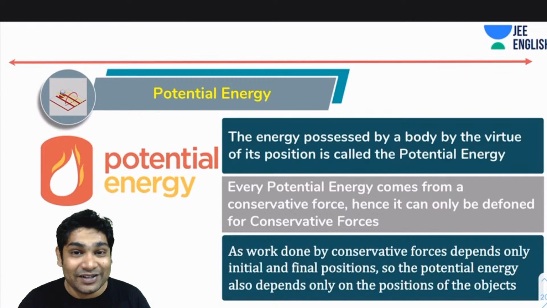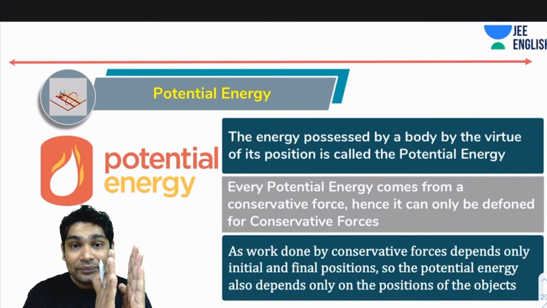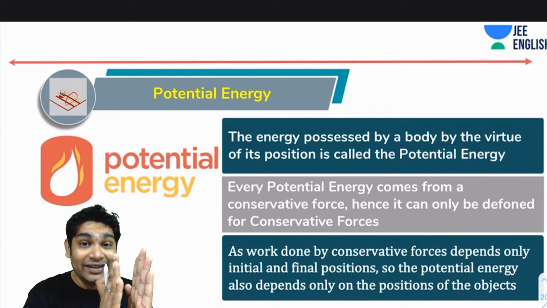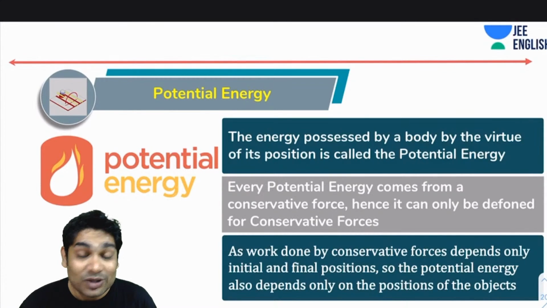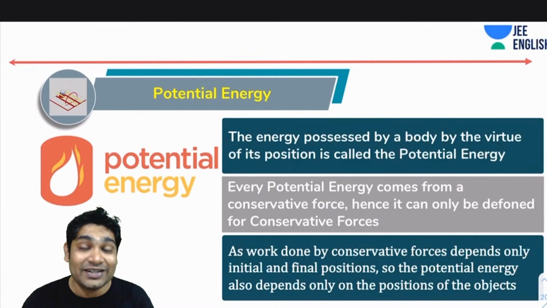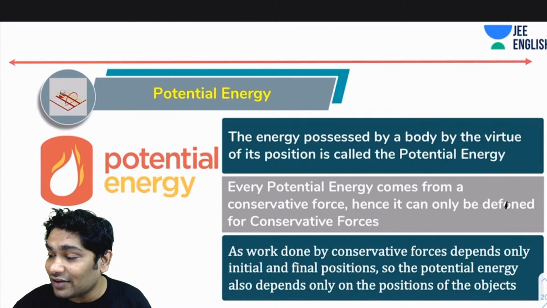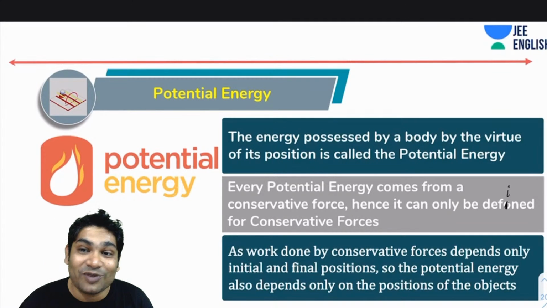Suppose I have a spring and a block, and I press this block against that spring. I have given the spring a potential of doing half kx square amount of work on this block by the time it comes back to its natural length. So that is the amount of work it can do on the object. That is what we call potential energy. It is the potential amount of work that a conservative force can do on your object. That is why every potential energy eventually comes from a conservative force, and hence it is defined only for conservative forces. You cannot define potential energies for non-conservative forces.